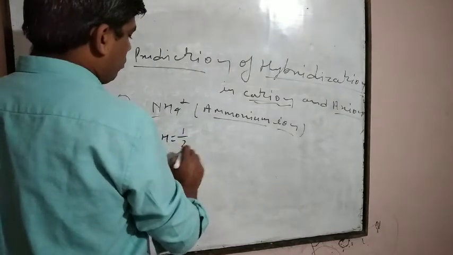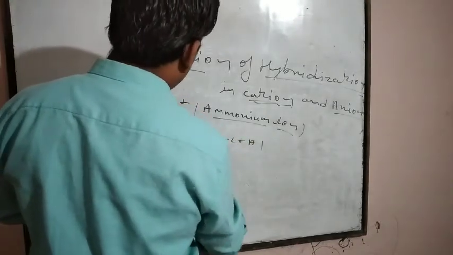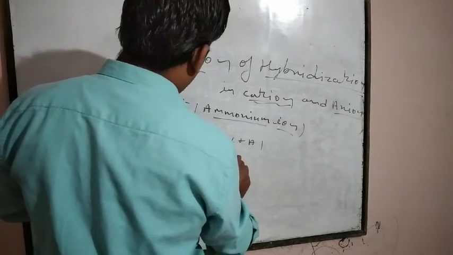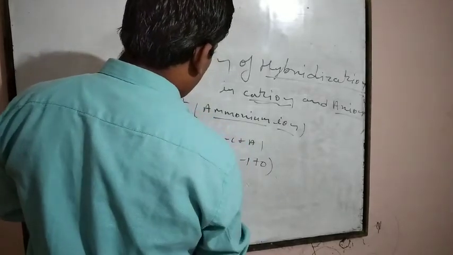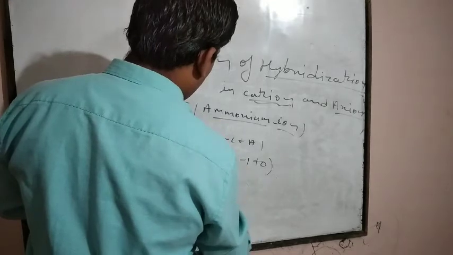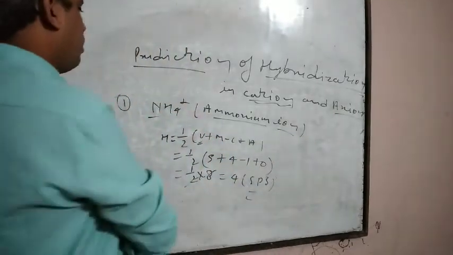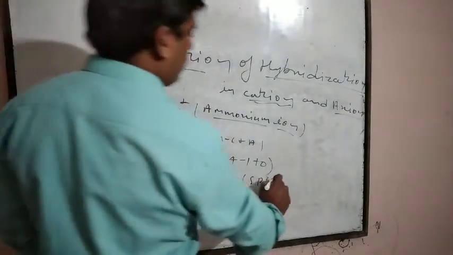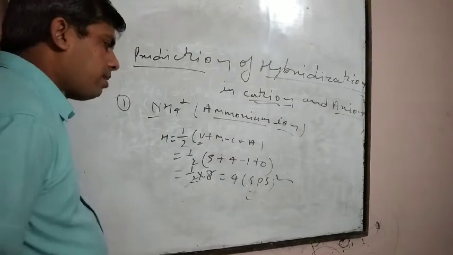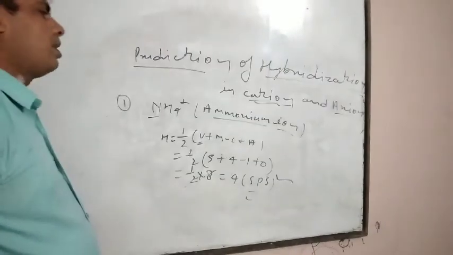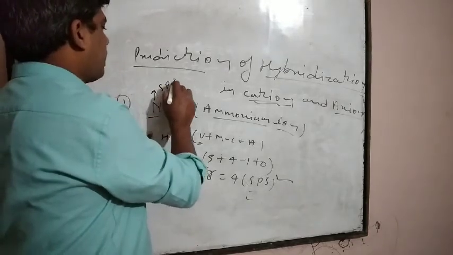We know that H is equal to 1 by 2 (V plus M minus C plus A). What happens? 1 by 2. The number of valence electrons is 5. Monovalent atoms are 4. The charge on the cation is 1 and on the anion is 0. 1 by 2 into (5 plus 4 minus 1 plus 0), which is 8, so 4. And this is the sp3 type of hybridization. 4 hybrid orbitals will form, in which 1 s and 3 p orbitals intermix to form sp3 hybridization. In the ammonium ion, nitrogen has sp3 type of hybridization.